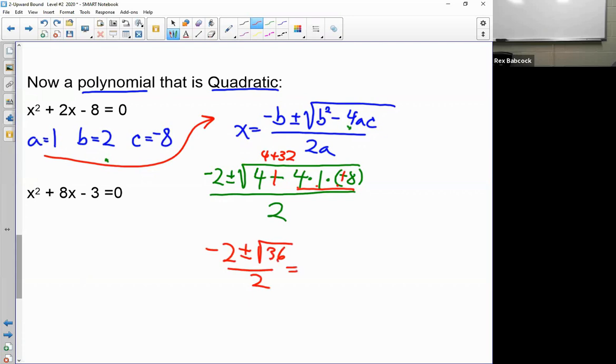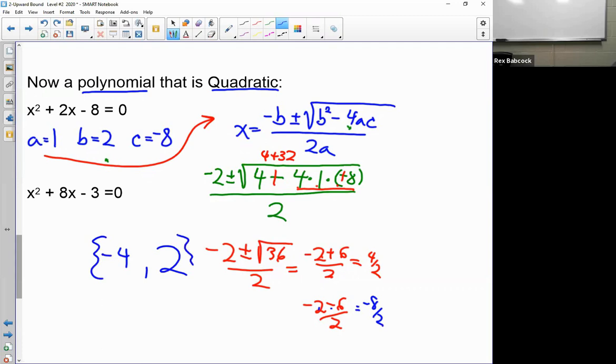Well, we know what the square root of 36 is. So I have -2 plus 6, and I have -2 minus 6. -2 plus 6 is 4 over 2. So one of the answers we have is 2. Negative minus a positive is -8 over 2. So the other answer we have is -4. So that's taking a polynomial and using the quadratic formula.